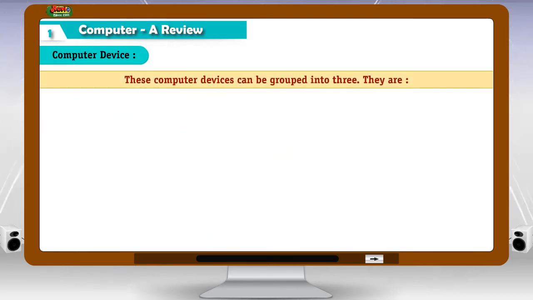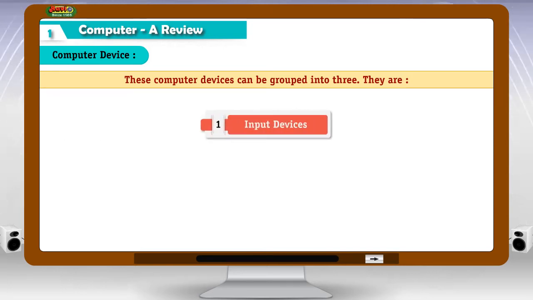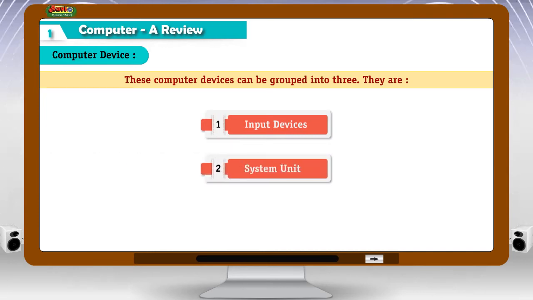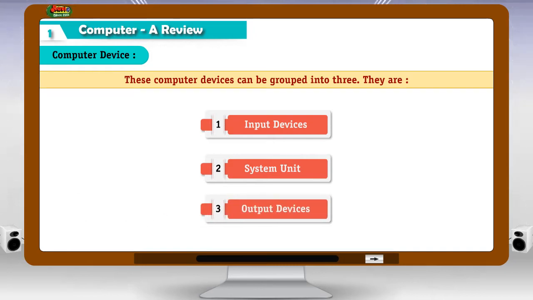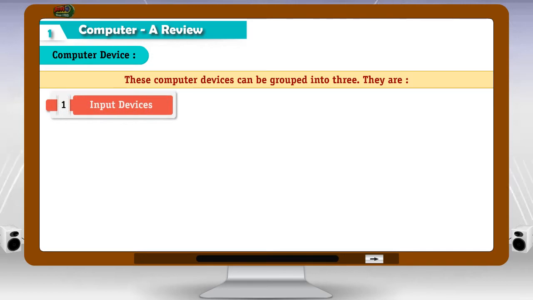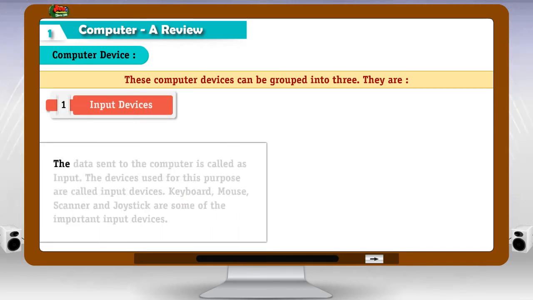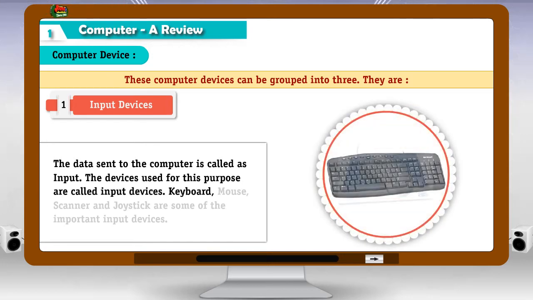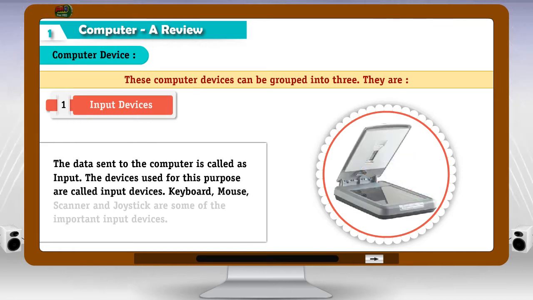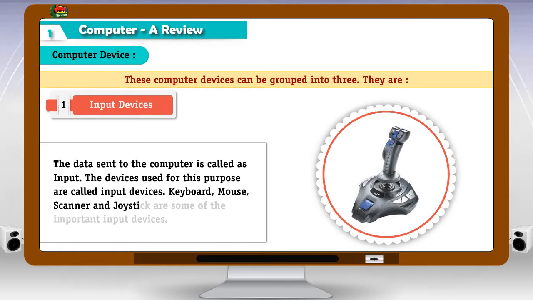These computer devices can be grouped into three. They are 1. Input devices, 2. System unit, 3. Output devices. 1. Input devices. The data sent to the computer is called as input. The devices used for this purpose are called input devices. Keyboard, mouse, scanner, and joystick are some of the important input devices.